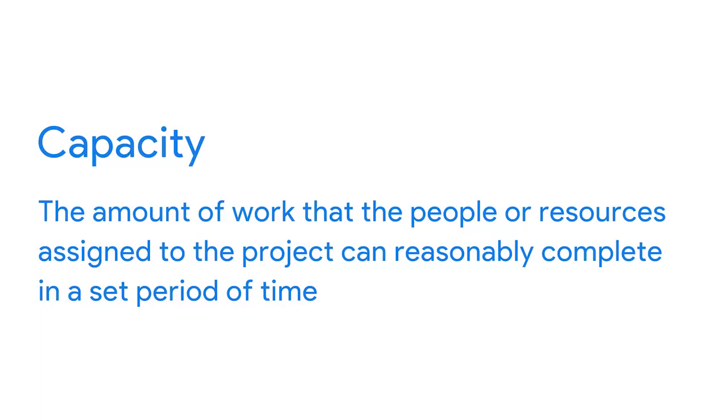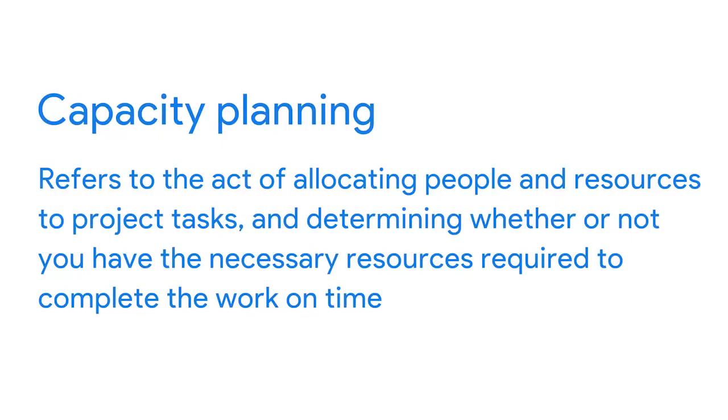First, let's define capacity. Capacity refers to the amount of work that the people or resources assigned to the project can reasonably complete in a set period of time. A person can only do so much, and it's important to keep in mind each person's capacity when assigning work. This is where capacity planning comes in. Capacity planning refers to the act of allocating people and resources to project tasks and determining whether or not you have the necessary resources required to complete the work on time.